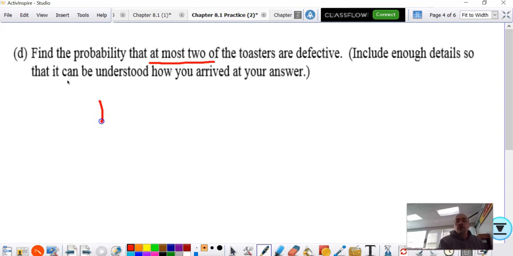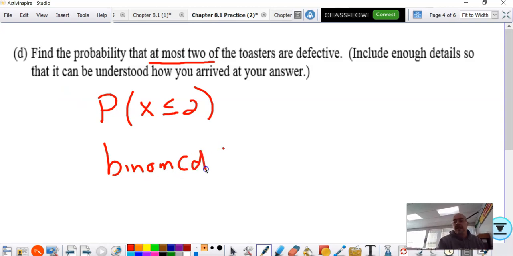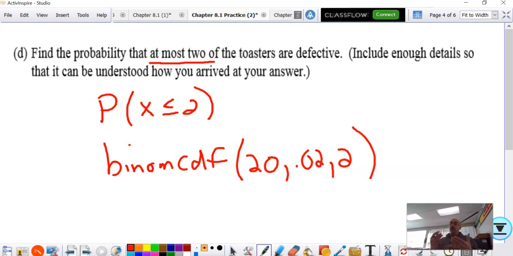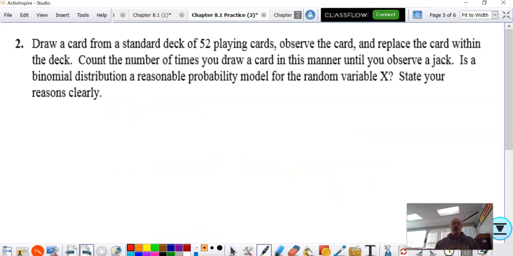At most 2. Okay, so at most 2 would be 2 or less, right? At most 2 would be 2 or less. So then this would be binomial CDF, 20 toasters, 0.02 for the probability, and 2. So that would do 2, 1, 0, okay? At most 2. All right, and that one doesn't count.